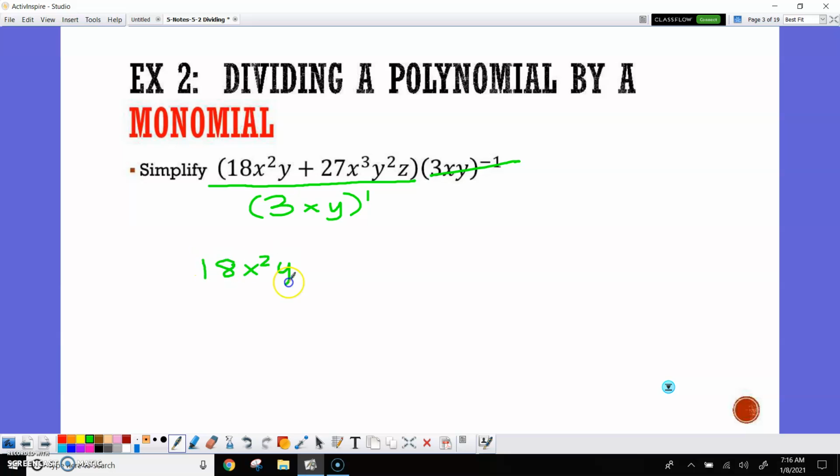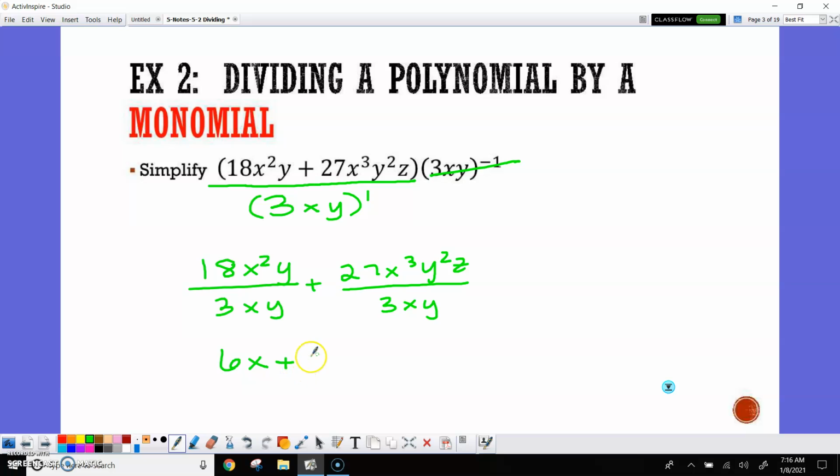18x squared y will be divided by 3xy. 27x cubed y squared z will also be divided by 3xy. So here we'll have 3x plus 9x squared yz.